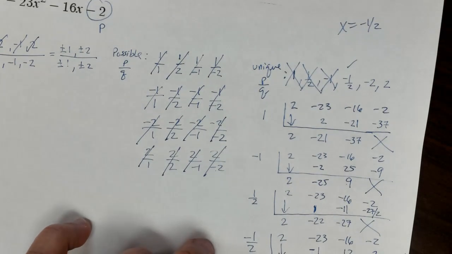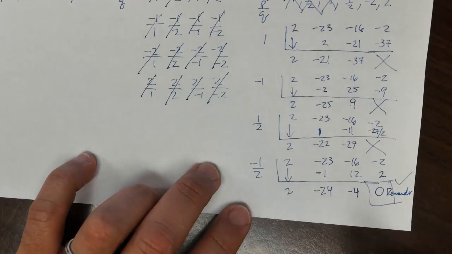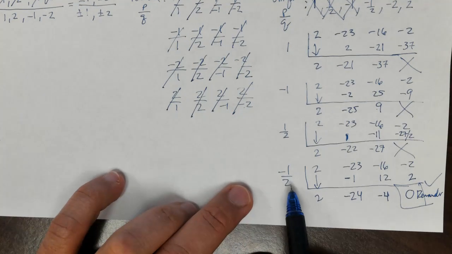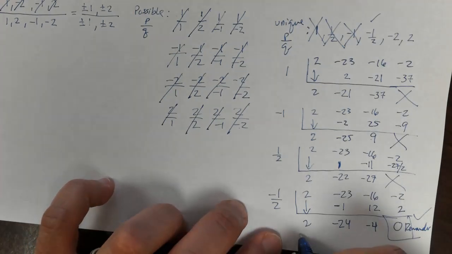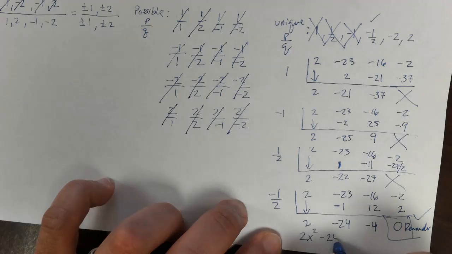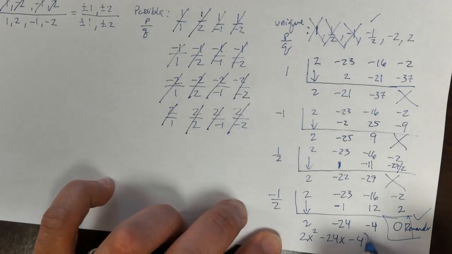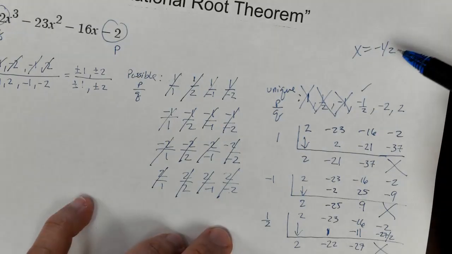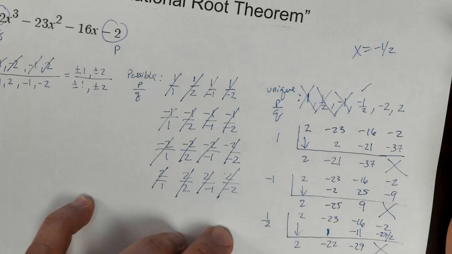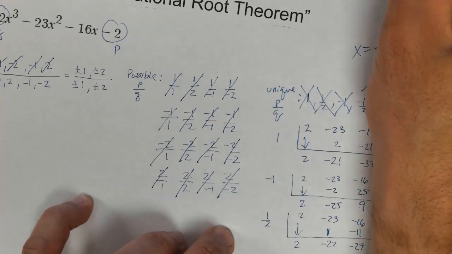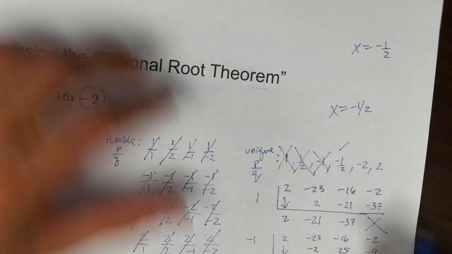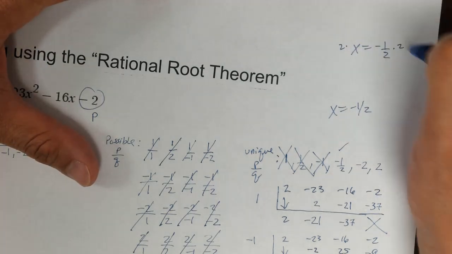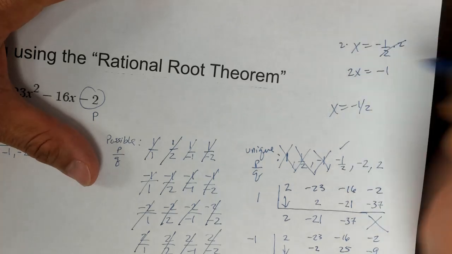Just took us a little bit, right? So let's interpret our solution now. Since we're dividing a cubic polynomial by a single x intercept, we're going to be left with a quadratic. This is a quadratic, 2x squared minus 24x minus 4. And now since x equals negative 1/2, we're going to bring it back into its factored form. So I want to change this problem back into its factored form. Since I'm dividing by 2, I'm going to multiply both by 2. I have 2x equals negative 1.